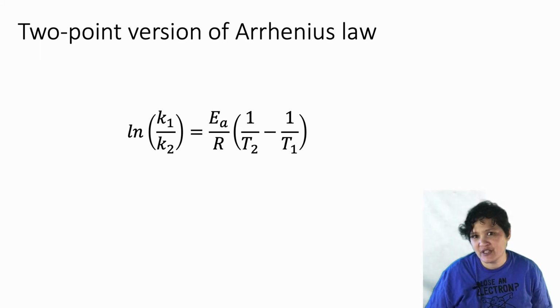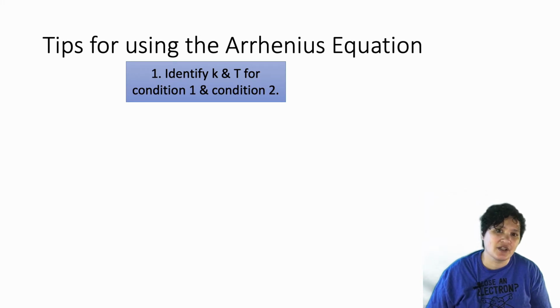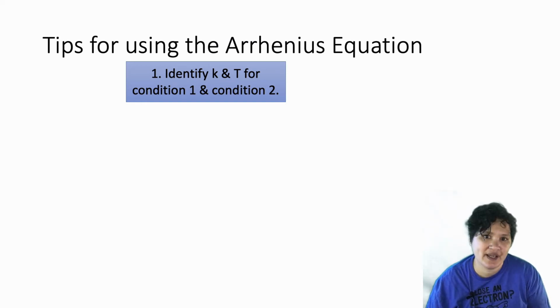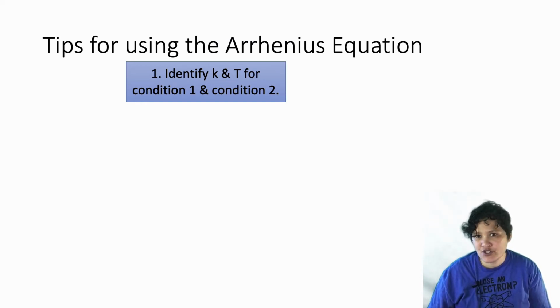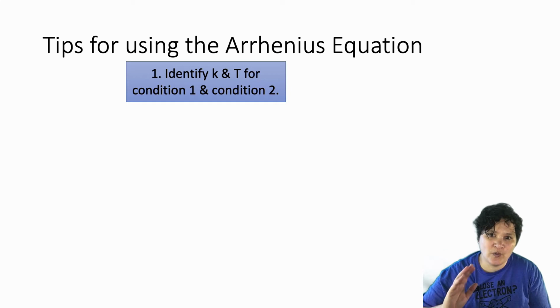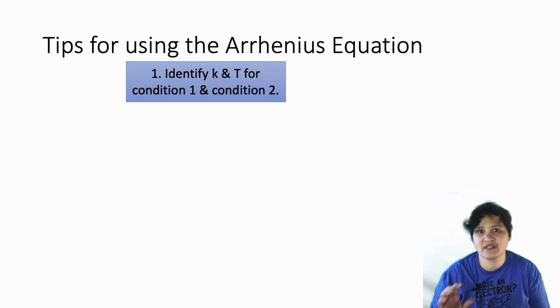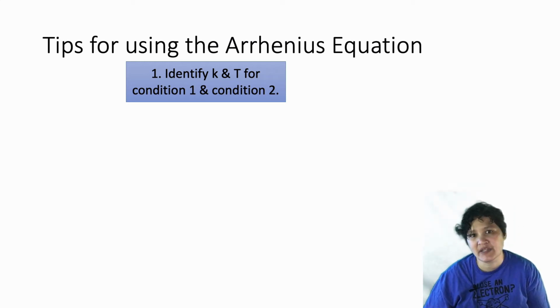So, a few tips for using the Arrhenius equation. These are going to look very familiar because they're quite similar to what we used when we did Clausius-Clapeyron. First, remember to figure out which is your condition 1 and which is your condition 2. In this case, you're going to try to identify pairs of rate constants and temperatures that belong together.